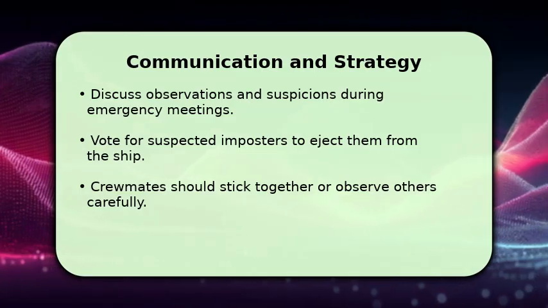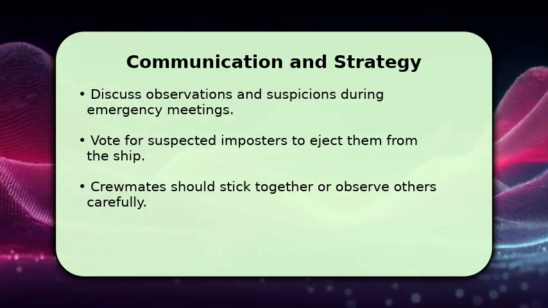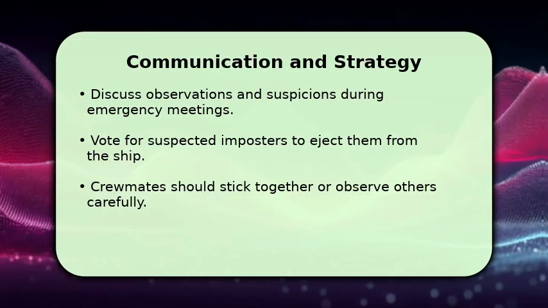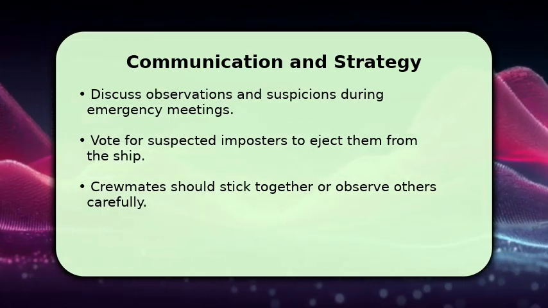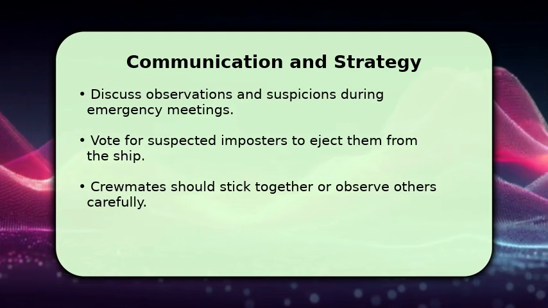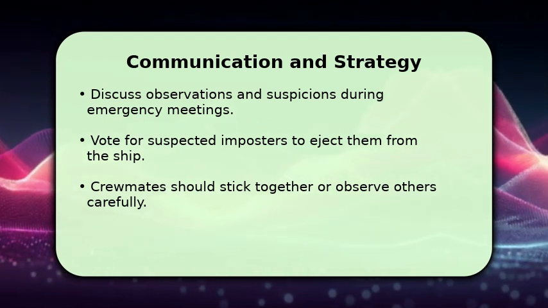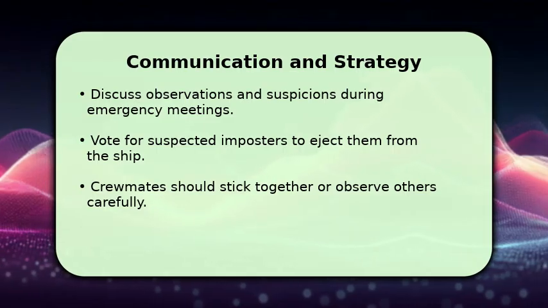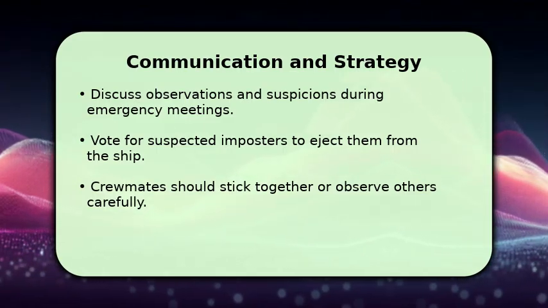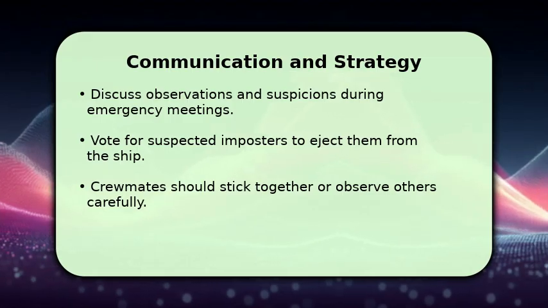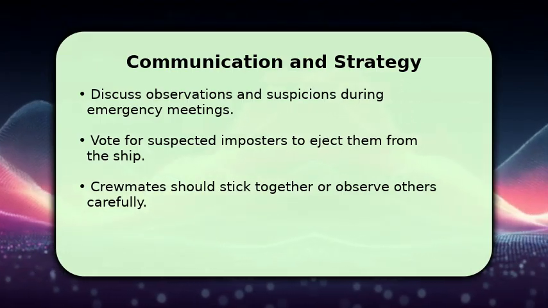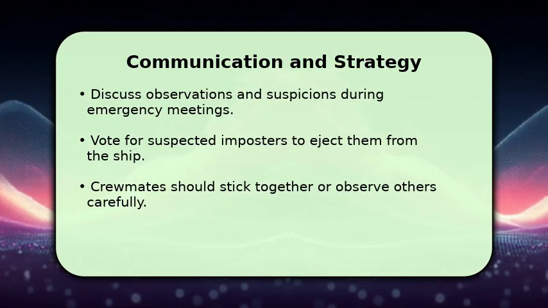Communication is key in Among Us. When a body is reported or an emergency meeting is called, you'll enter a discussion phase. Here, you can chat with other players to share your observations, present evidence, and voice your suspicions. After the discussion, everyone votes for who they believe is the imposter. A majority vote will eject a player. Crewmates often find success by staying in groups of 2 or 3 or by carefully watching others.